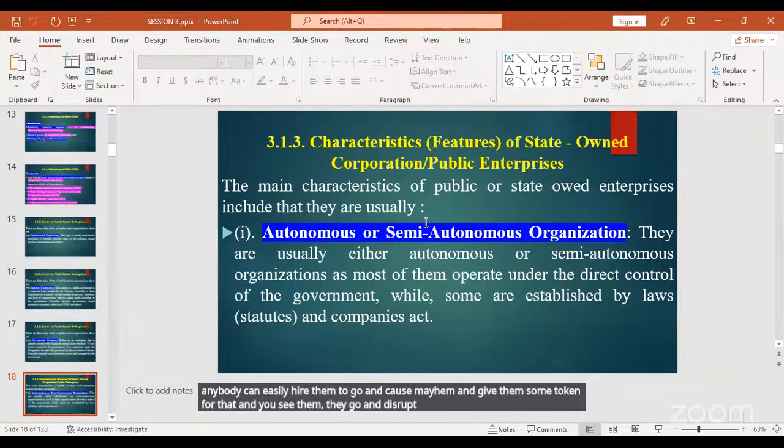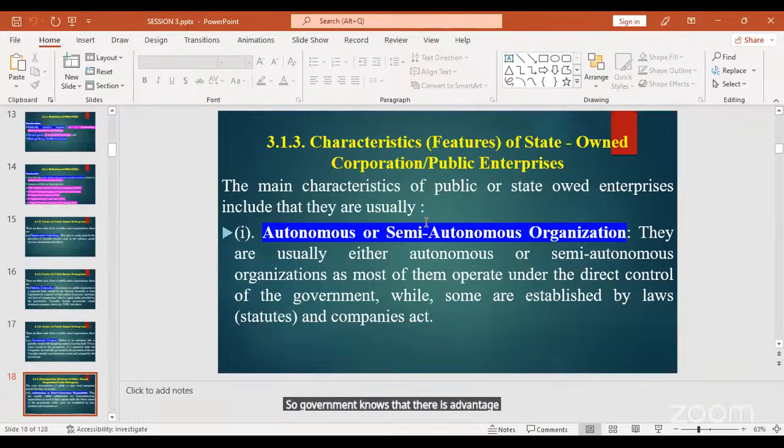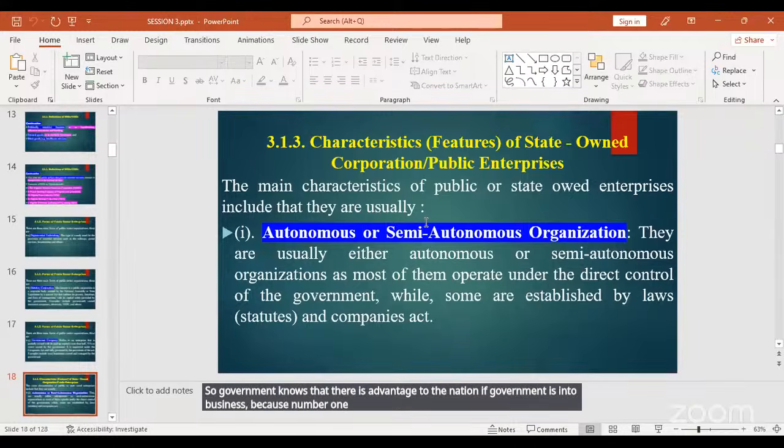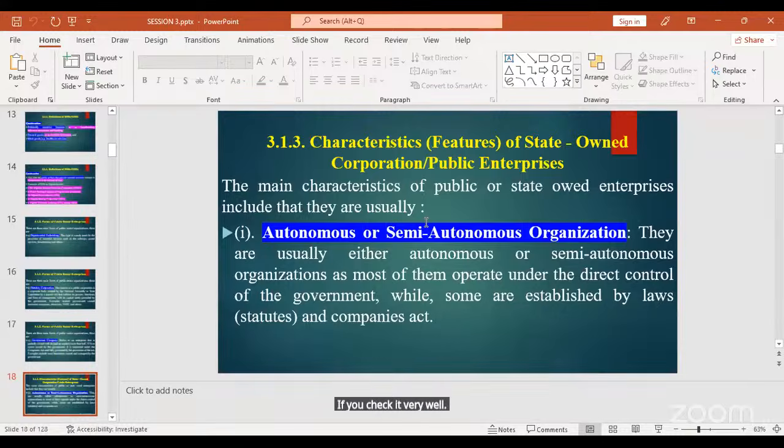So government knows that there is an advantage to the nation if government is into business. Because number one, if you check it very well, government usually employs a large number of people. Government is not foolish. So what government does is allow some of its parastatals to be run by experts.